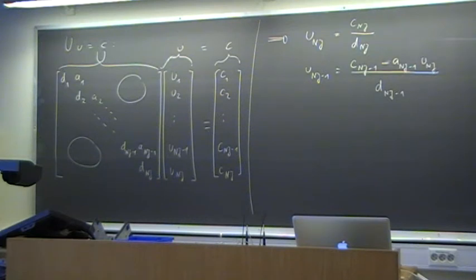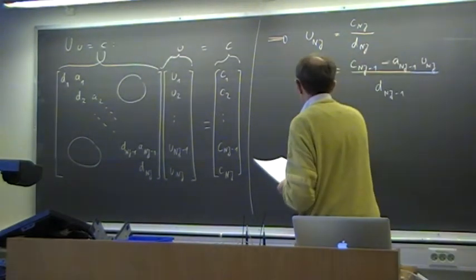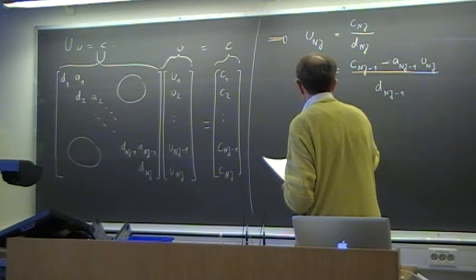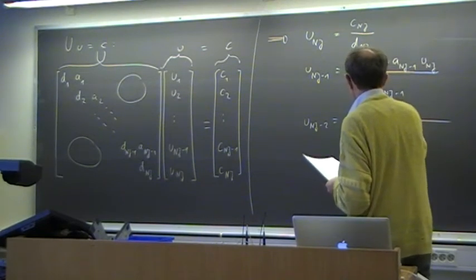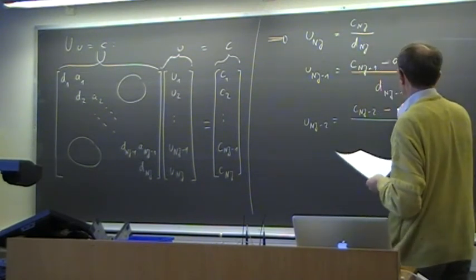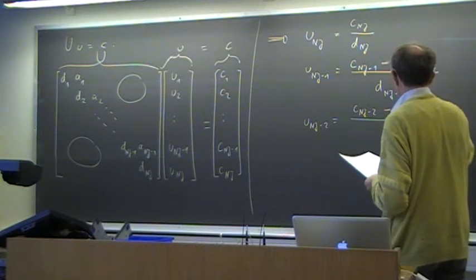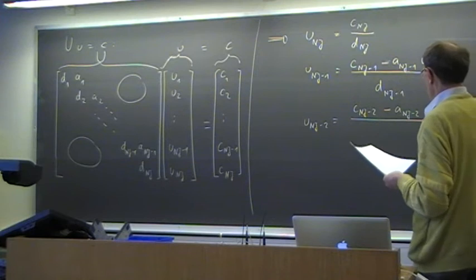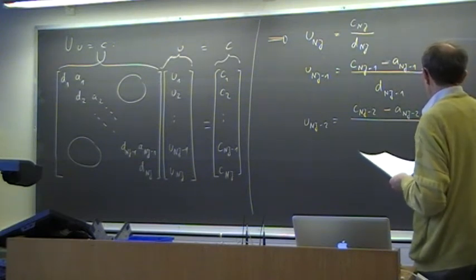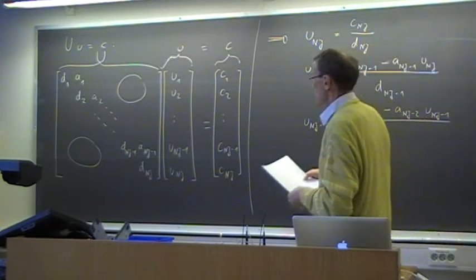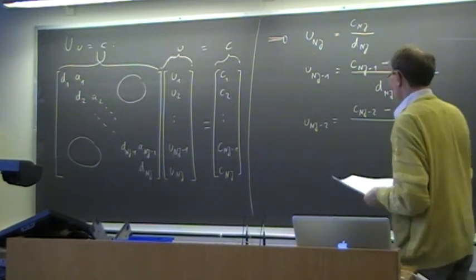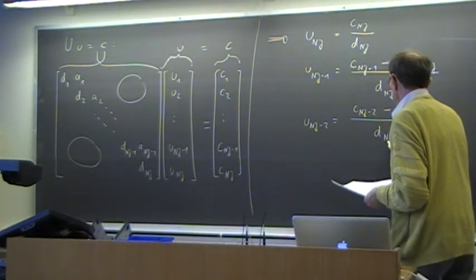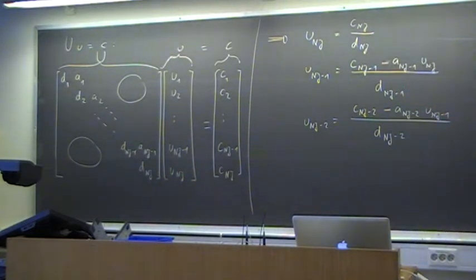So this pattern will then continue. We'll take, say, the u nj minus 2 as an example. We will have on the right hand side the c nj minus 2 minus, we will then have the a nj minus 2, that is then multiplying the u nj minus 1. So imagine here, so then this will come into play. So the diagonal element will be the d nj minus 2. So we see this pattern will just continue.